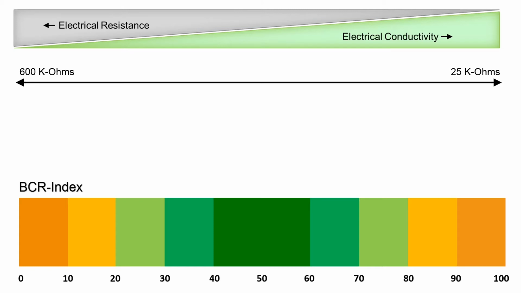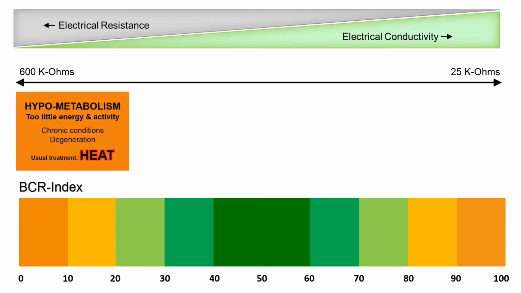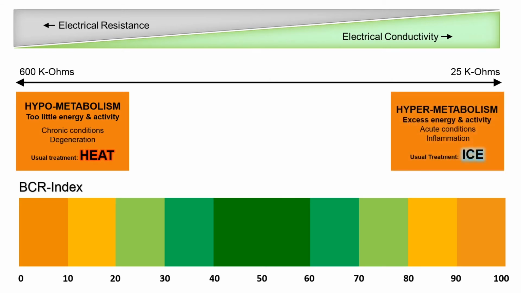Now when you have low conductivity, what does it mean? It means hypometabolic situations, too little energy and activity. So this is cases where normally heat-based therapies are applied. And what does it mean when you have high conductivity? It means there's inflammation, it's a hypermetabolic situation, excess energy and activity. And this is found normally in the cases of acute conditions where ice-based treatments are used.